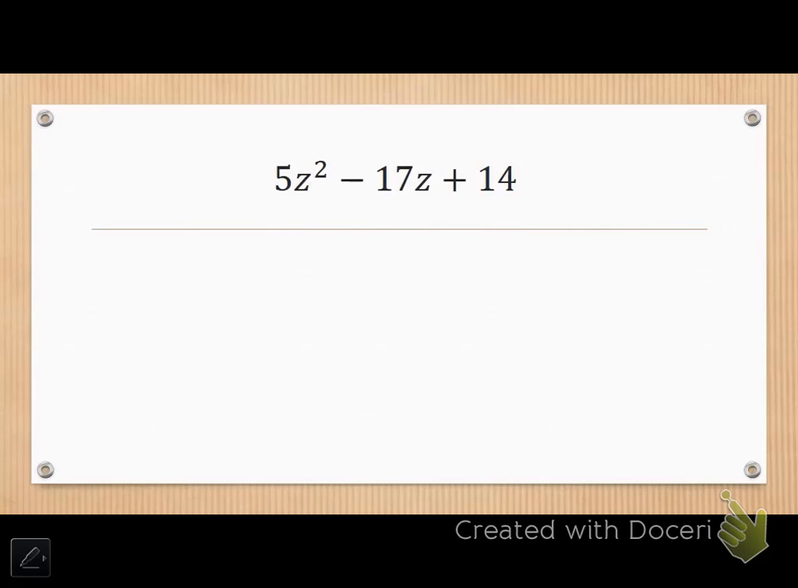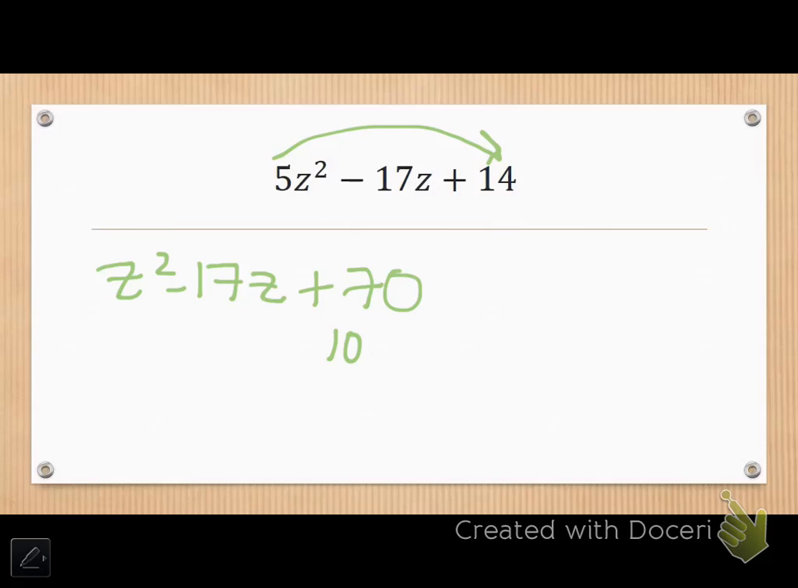Okay, let's look to see if there's a GCF. It doesn't look like there is, so we're just going to send this 5 back. So I'm going to get z squared minus 17z plus 70. So let's see. I can do 10 times 7, 35 times 2. Oh, we can make those negative, so negative 10 times negative 7, negative 35 times negative 2, and there is my negative 17 added together.